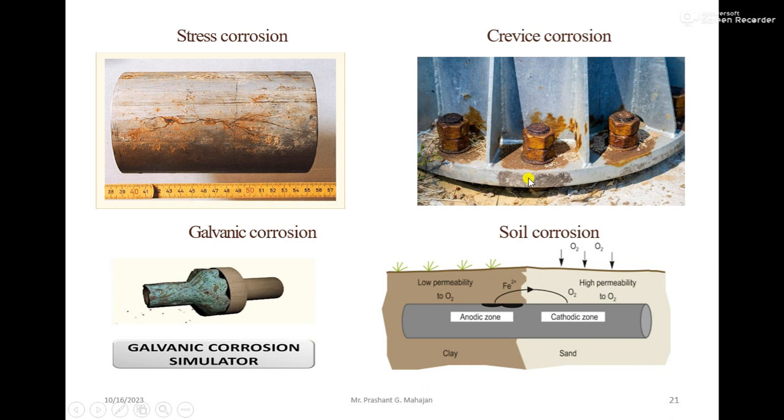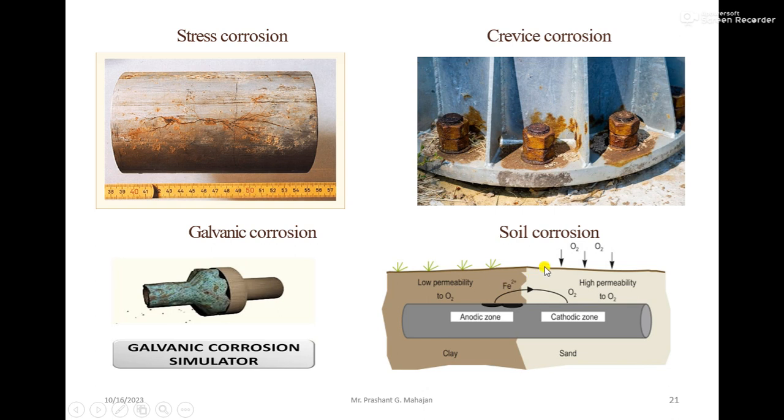Next is crevice corrosion. There are cracks present between two metals, and if there is a water droplet, there will be corrosion happening due to those cracks, and the metal which is anodic in nature will get corroded. Next is galvanic corrosion, where two different metals are in contact, and if electrolyte is present, there will be galvanic corrosion. The metal which is placed higher in the galvanic series will act as anode, and the metal placed at the bottom of the galvanic series will act as cathode.